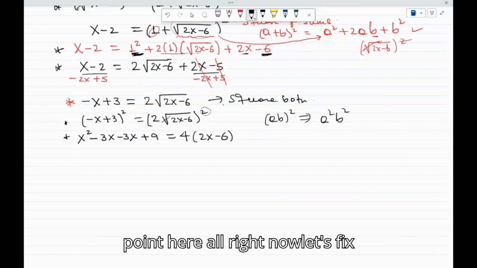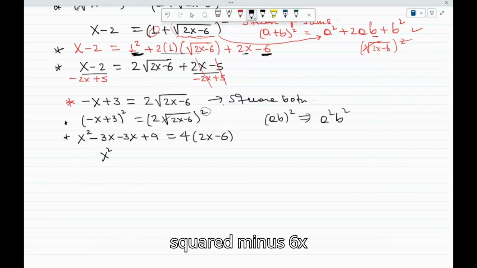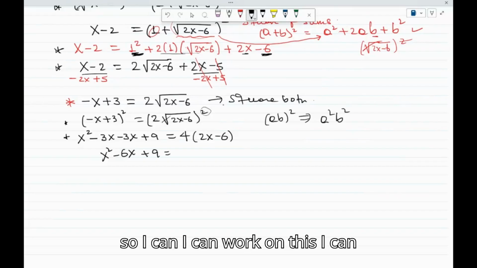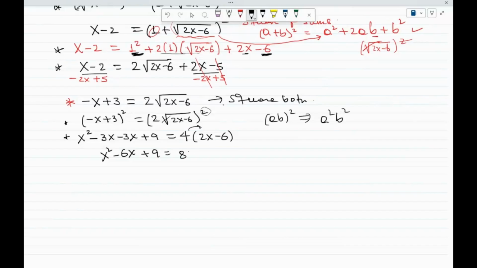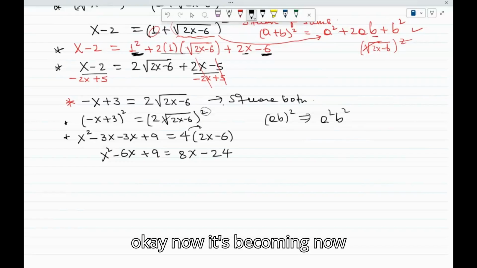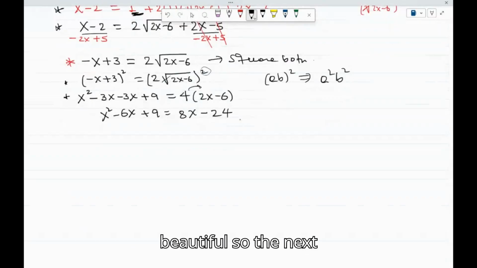Now let's fix this again. This is going to give me x squared minus 6x plus 9 equals, and I can distribute this: 4 times 2x is 8x, minus 4 times 6 is minus 24. Now it's becoming beautiful.